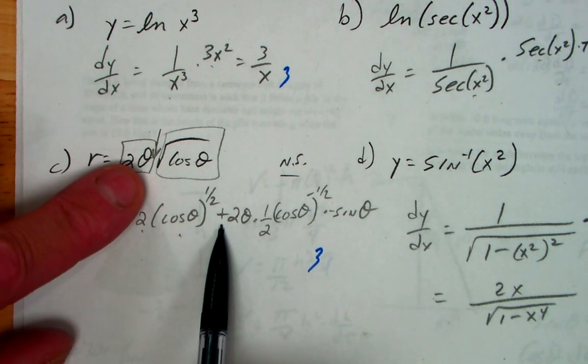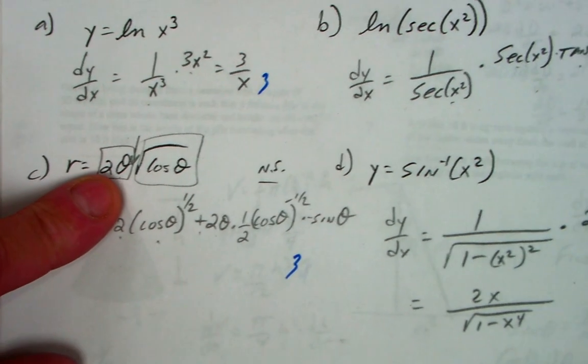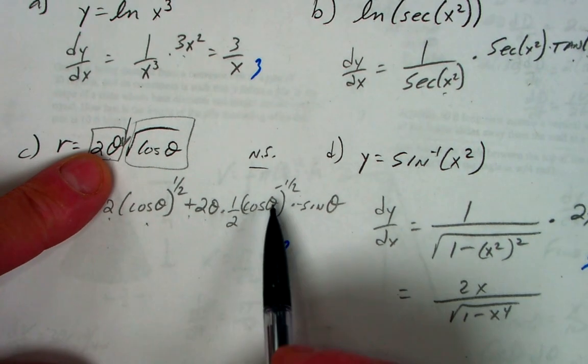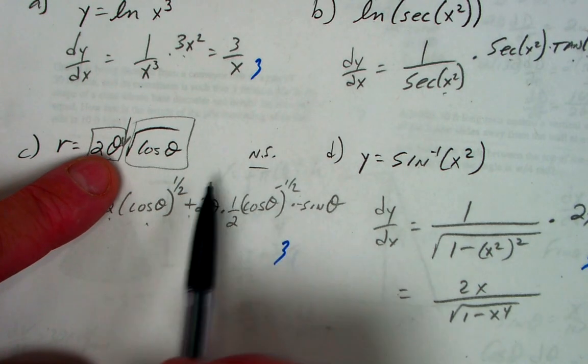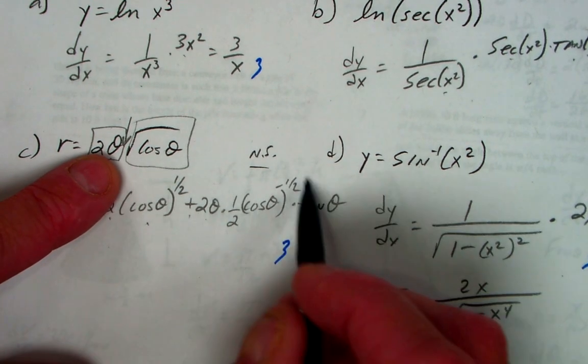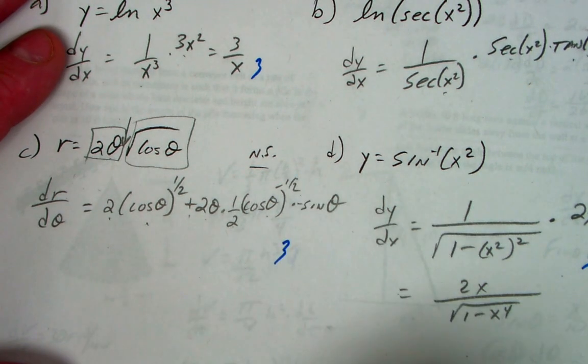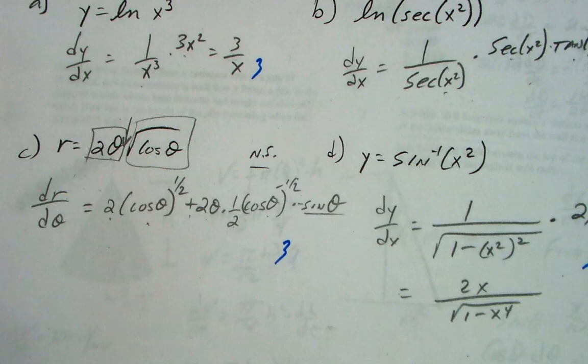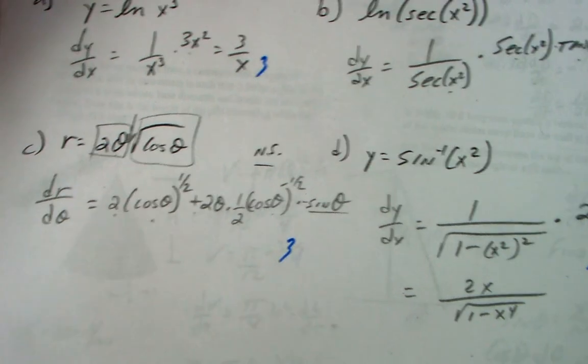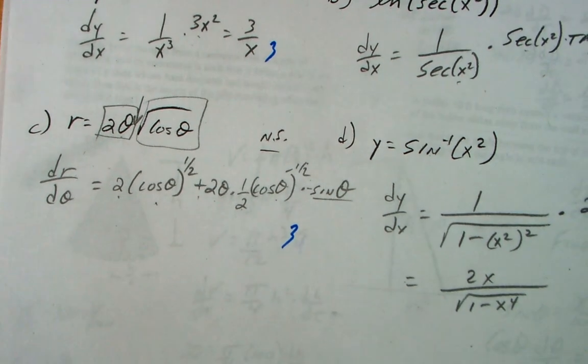Plus 2 theta times the derivative of this part, and we had a little bit of struggle with chain rule, so I'll talk about that a little bit. This is cosine of 1/2, so 1/2 cosine of negative 1/2, and then the derivative of the nested function, which is negative sine theta. Okay.